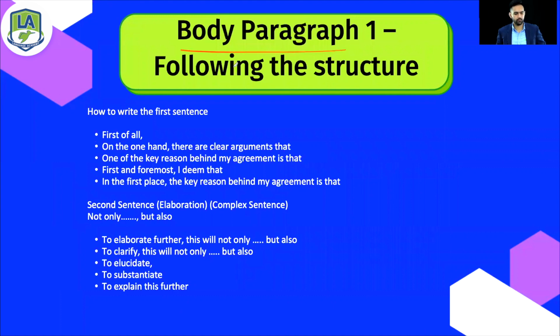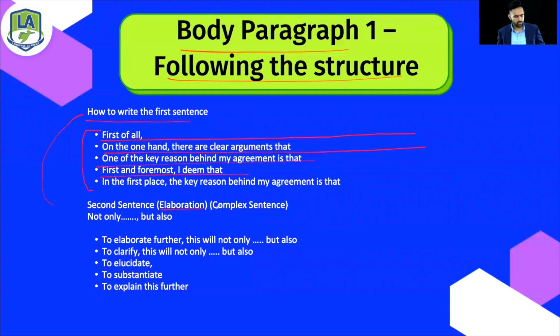What we have got is body paragraph 1, and we are following the structure. First sentence will introduce the first problem. First of all, the key problem associated with the use of internet is threat to sensitive information or personal information. Or you can say, on the one hand, there are clear arguments that internet causes a threat to personal information. One of the key reasons behind my agreement is that, first and foremost, I deem that. Then you'll explain it.